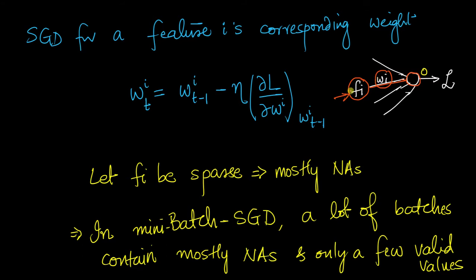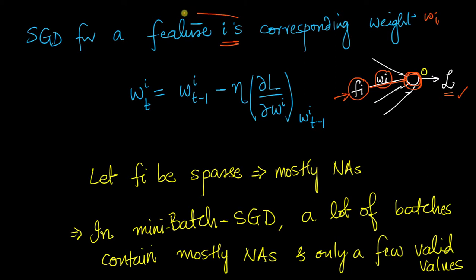What do I mean when I say sparse? If this is sparse, most of the time it is non-existent or NA. Only in a few cases does that feature value exist. So when I say a sparse feature, I mean an input corresponding to this weight i. Let's take a simple example so that it's easier to understand. Imagine I have a single activation function here, and I have a bunch of weights here, and there is an output and a loss function corresponding to it. Now imagine I have a feature i, or an input i, corresponding to weight Wi.